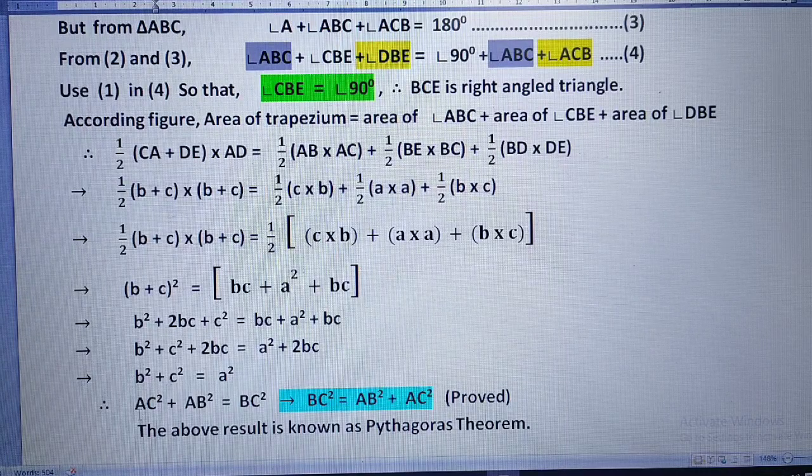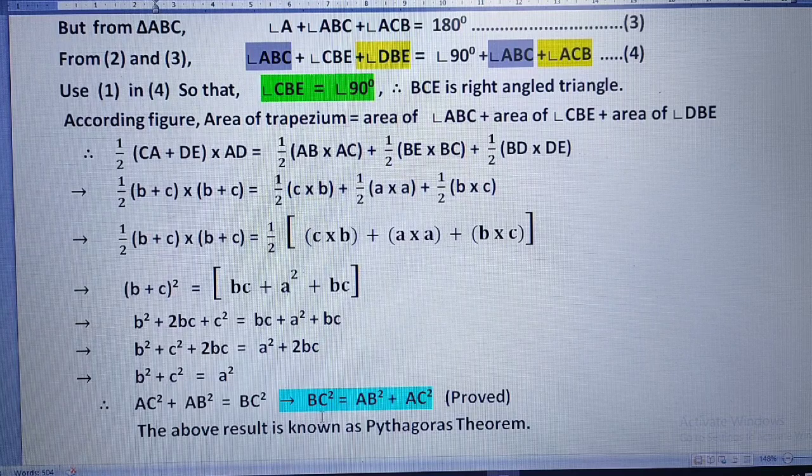So b means AC, c means AB, a means BC. Therefore AC square plus AB square is equal to BC square, or BC square is equal to AB square plus AC square. Hence it is proved. And this above result is known as the Pythagoras theorem.